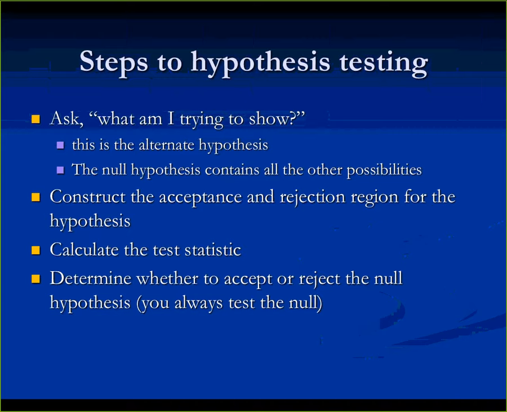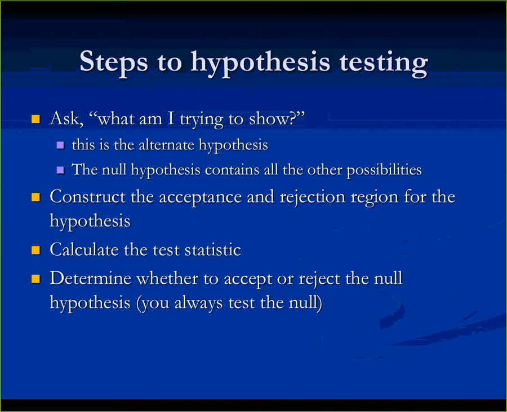So steps for hypothesis testing: to do a test like this, we're trying to test two means to see if they're similar or different. You start by asking yourself, what am I trying to show? And that is your alternate hypothesis. The null hypothesis contains all the other possibilities. So again, between the two, you've got 100% of the possibilities contained. You're then going to construct your acceptance and rejection region for the hypothesis.